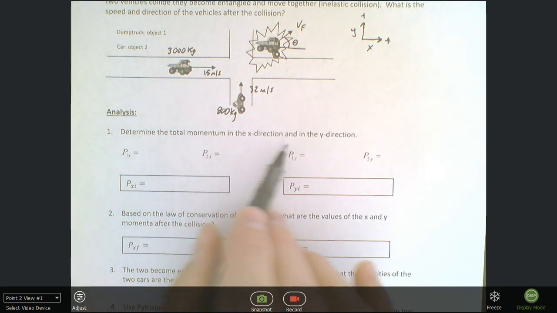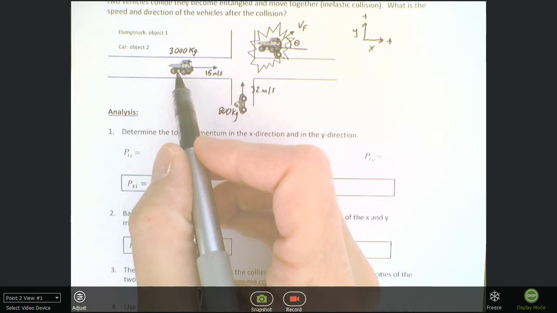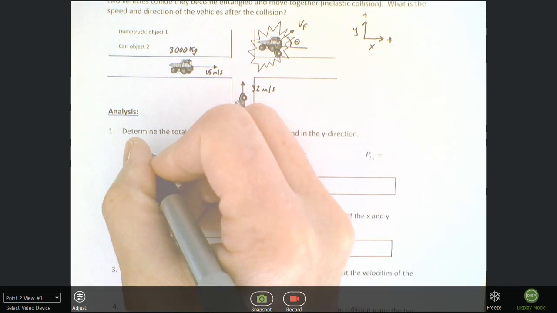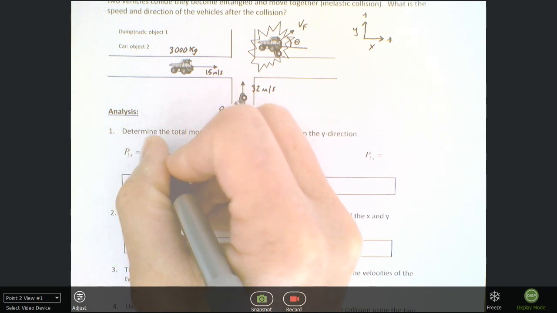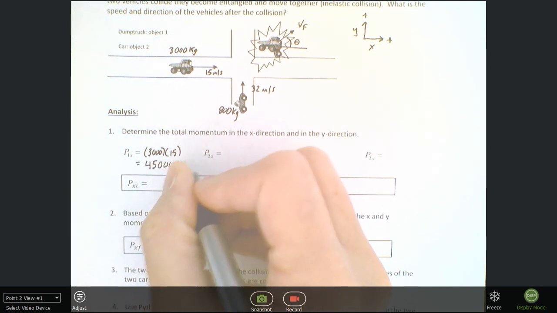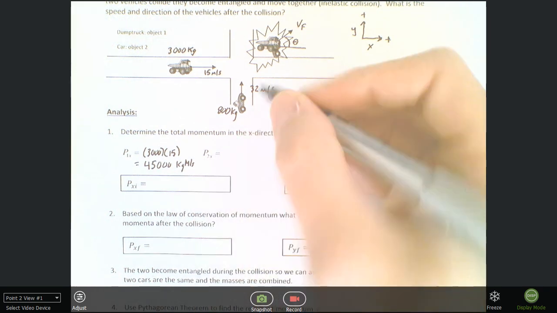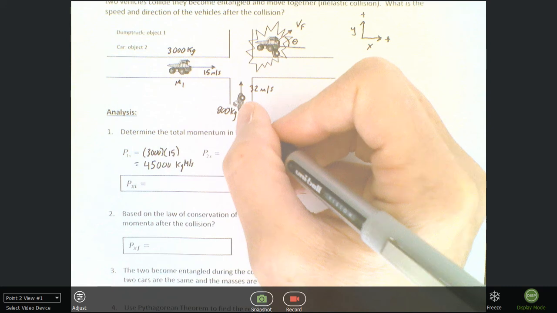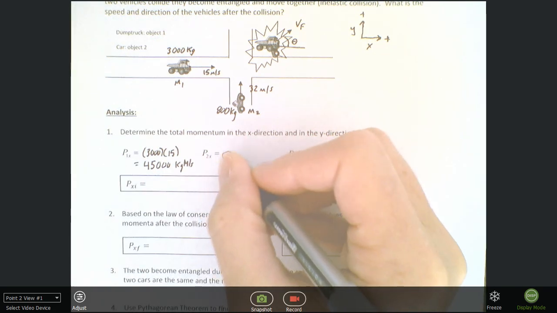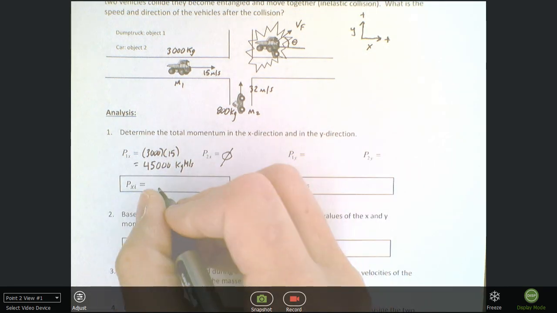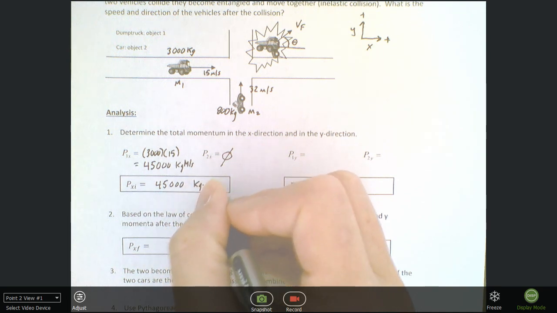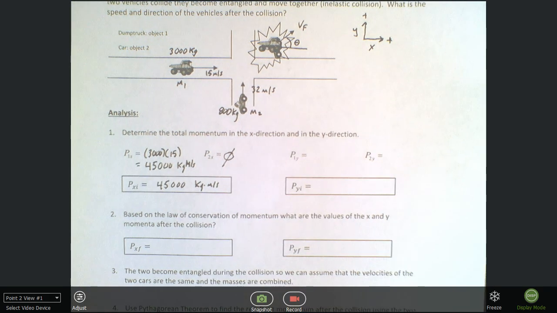Determine the total momentum in the x direction and in the y direction. So let's look at the first object. Its x momentum is 3,000, the mass, times 15, which is 45,000 kilogram meters per second. P2x, well, this is going to be mass 1, and this is going to be mass 2. P2x, if you look at it, there is no momentum in that direction. So it's 0. That means that the initial x total momentum is simply 45,000 kilogram meters per second. That's all the eastward momentum.